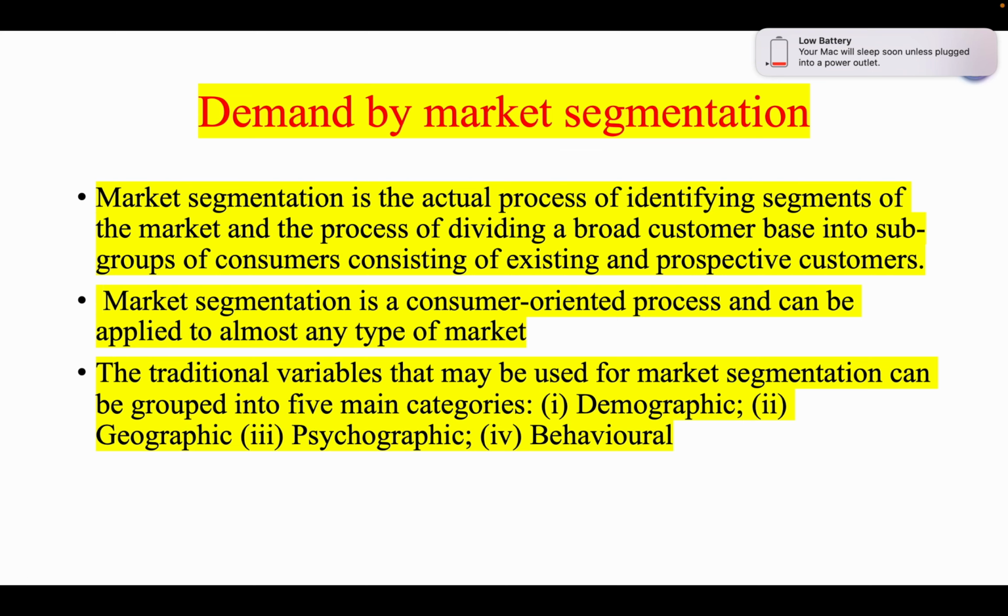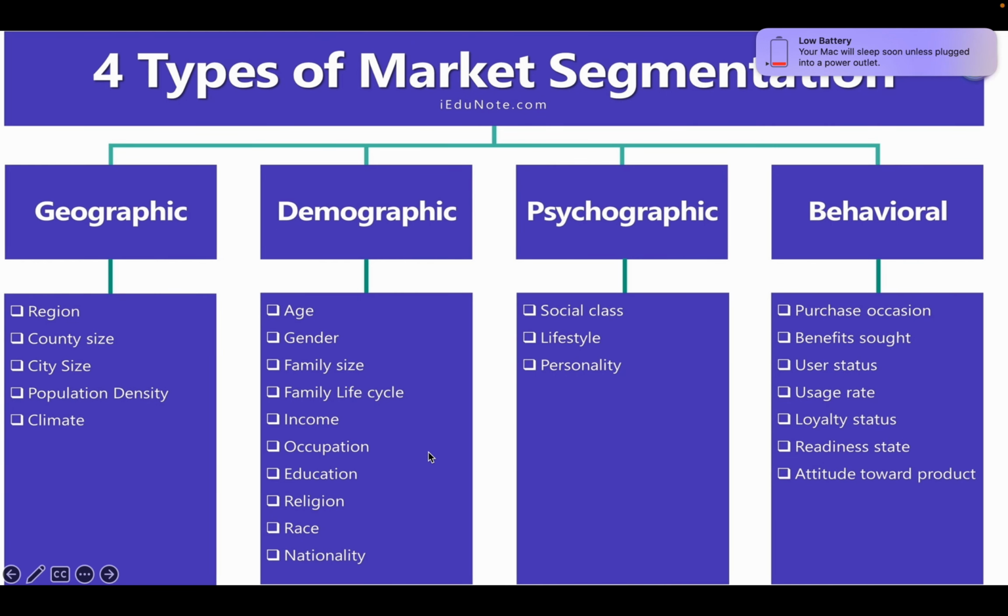Now, how do we do market segmentation, basically? Market segmentation is the actual process of identifying segments of the market and dividing a broad customer base into subgroups of consumers, consisting of existing and prospective customers. Market segmentation is a consumer-oriented process and can be applied to almost any type of market. The traditional variables that may be used for market segmentation can be grouped into four main categories: demographic, geographic, psychographic, and behavioral. So here are the four major types of market segmentation.